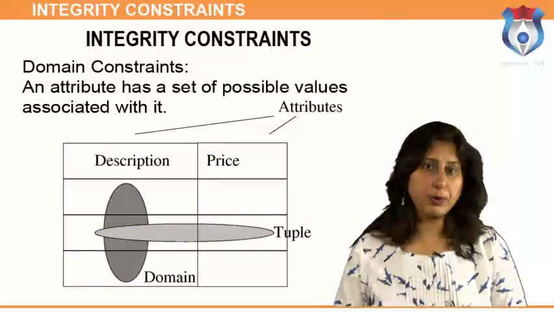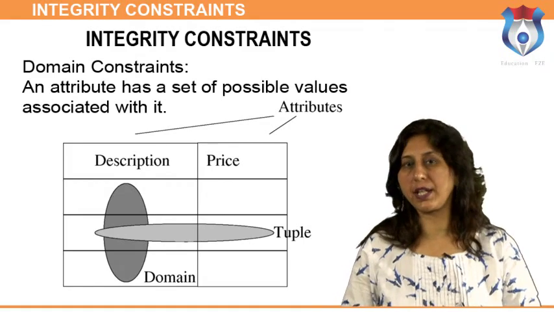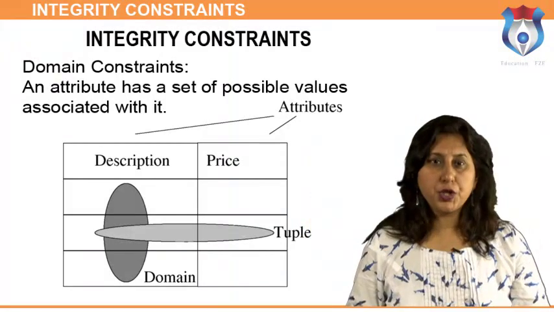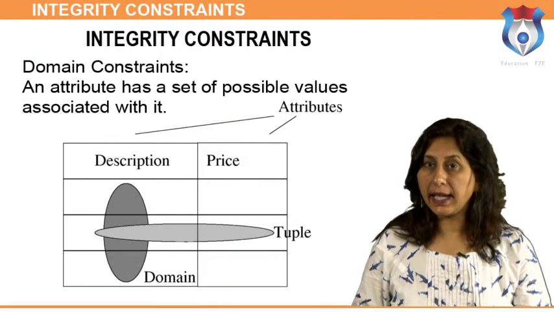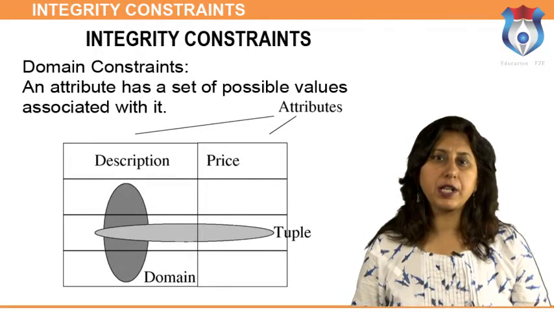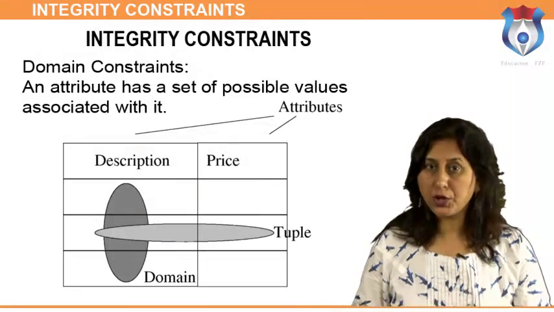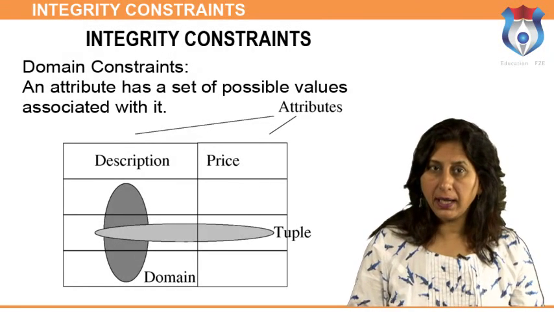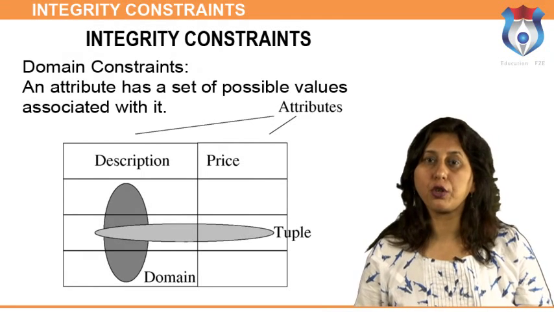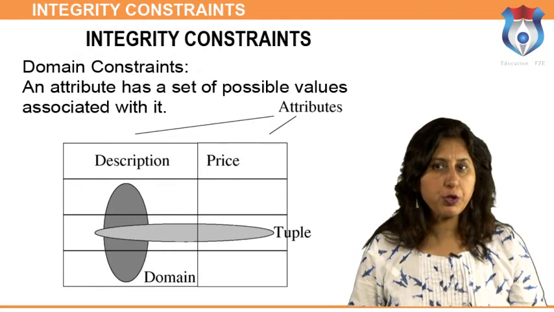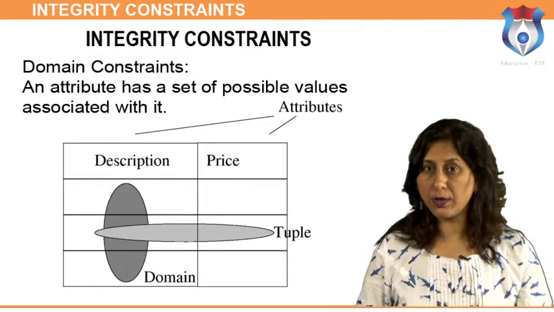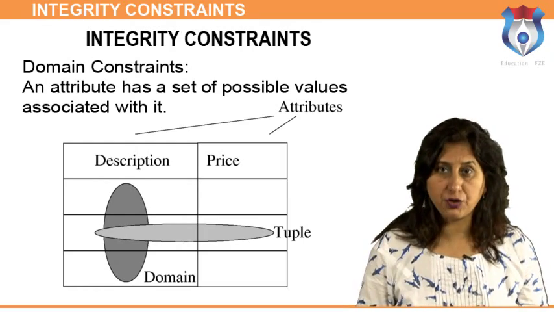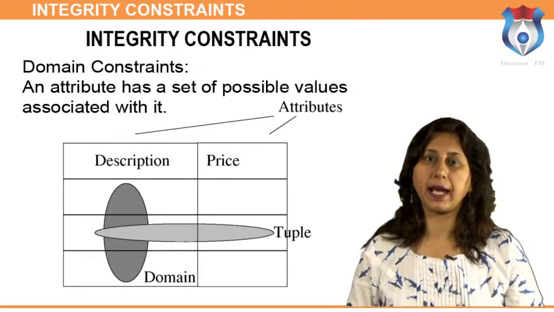We know that an attribute has a set of possible values associated with it. For example, in the student table: student ID, name, marks. The set of possible values for the attribute student ID is in the range of integers. For attribute name, the set of possible values is a group of characters. For attribute marks, the set of possible values are integers. So these integer, character, date, etc. are called standard domain types.